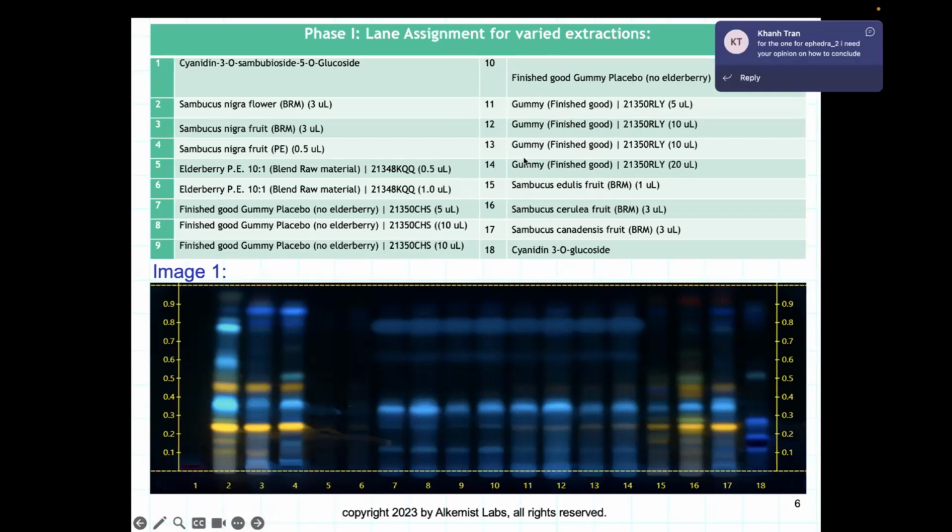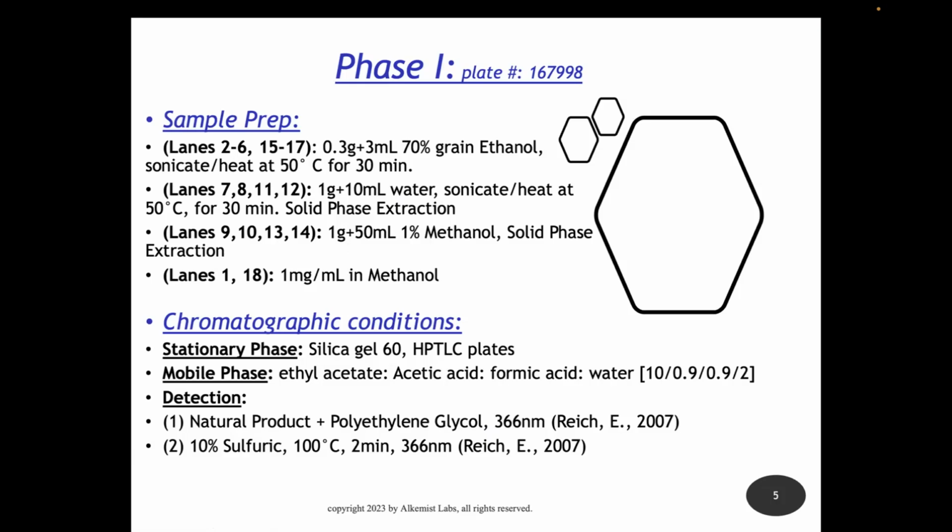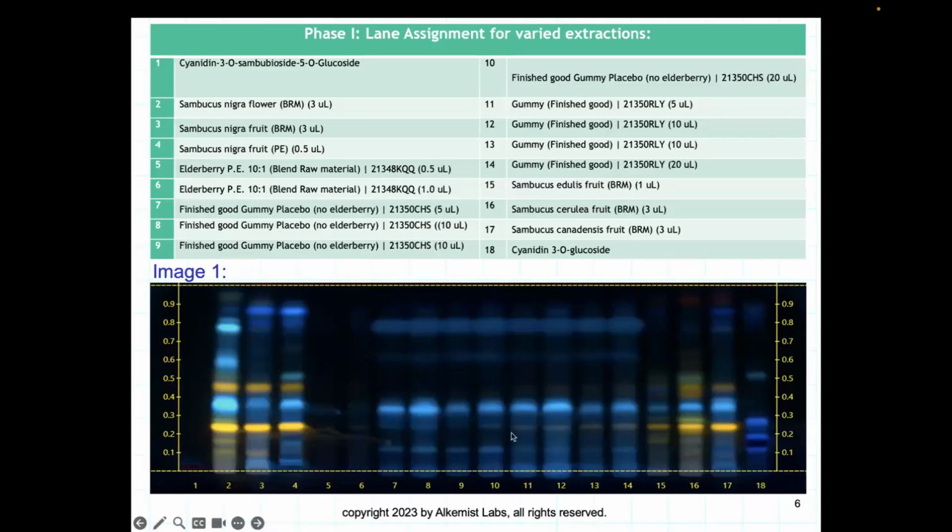Now 7, 8, if you don't remember, 7, 8, 11, and 12 are all extracted with the solid phase extraction for removing sugars, and then 9, 10, and 13, 14. So there are pairs, and they were applied in different volumes. So this is just simply a screen so we can try to see which one of these extraction methods might produce the best result. And of course, if you look here closely at about 0.25 Rf, you can see in 11, 12, 13, 14, we are seeing some evidence of potentially the elderberry, whereas we're not seeing any evidence of that in the placebo, and it's probably root, although I don't know for sure.